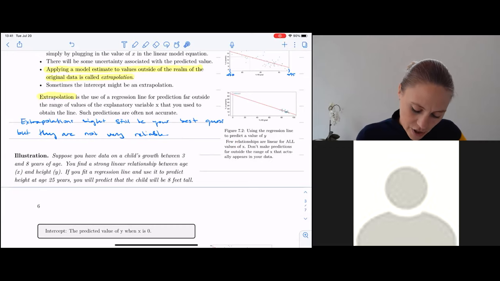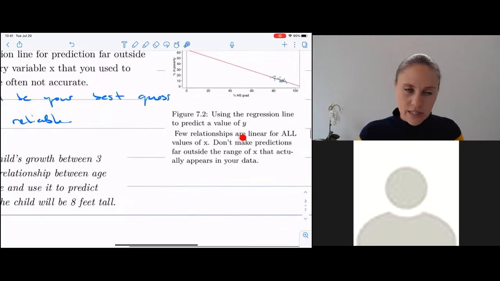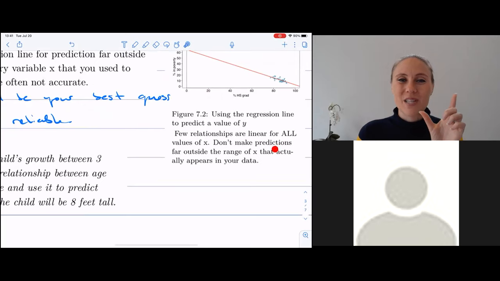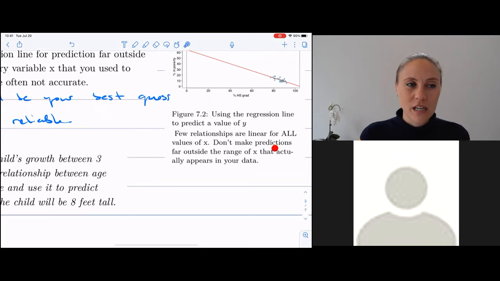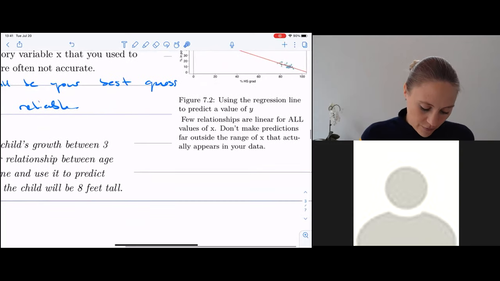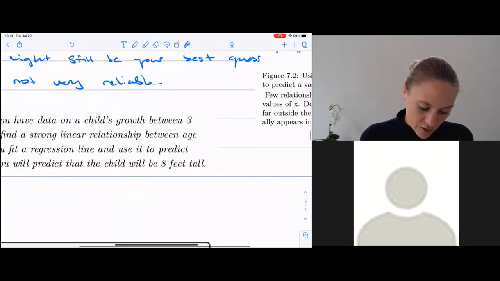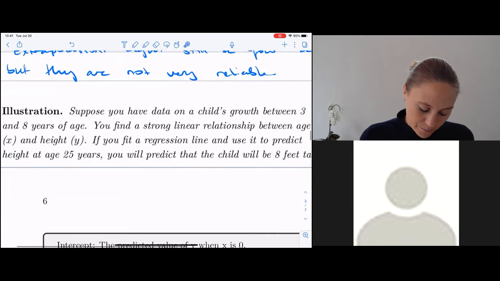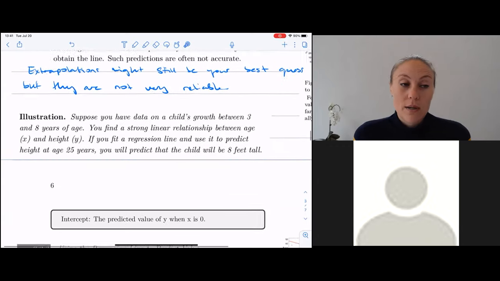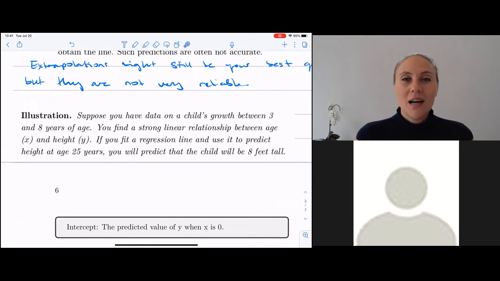Thinking about relationships in general, few relationships are linear for all values of X. That's just to say that we can't use the straight line. A lot of the time, the straight line only applies for a short section of our data. So you don't want to make predictions far outside the range of our X. For example, this is just to highlight one problem that we could face.